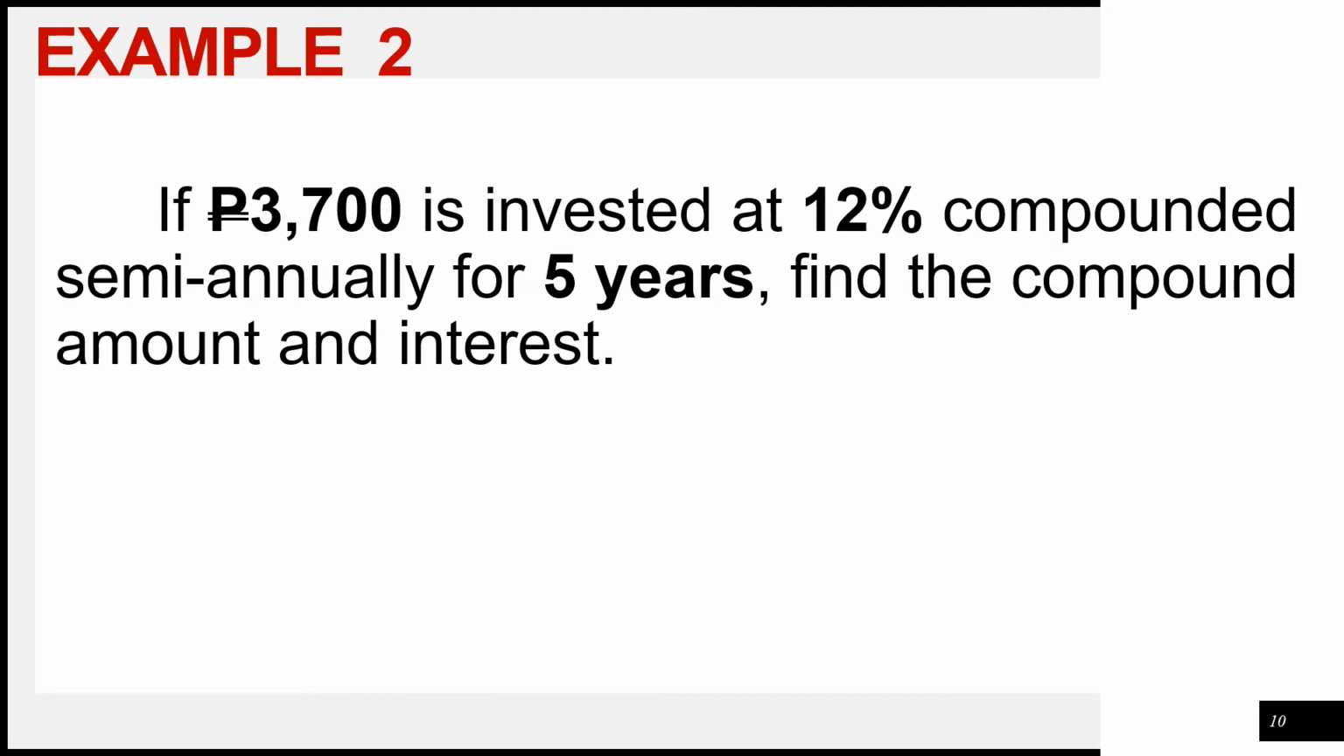Then we have example number 2. If 3,700 pesos is invested at 12% compounded semi-annually for 5 years, find the compound amount and interest. For this example, we are going to solve again for the compound amount, or the future value, or F, and the interest. Take note that the number of conversions will be based on this statement, which is semi-annually.